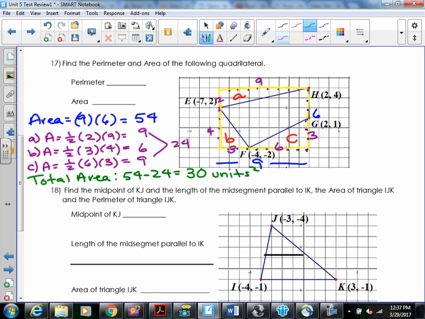Yes, ma'am. I do the distance from, like. Okay, now if you do the distance formula, that'll give you the perimeter, but the distance formula won't give you the area. Okay. All right, so is everybody clear on how to find the area?